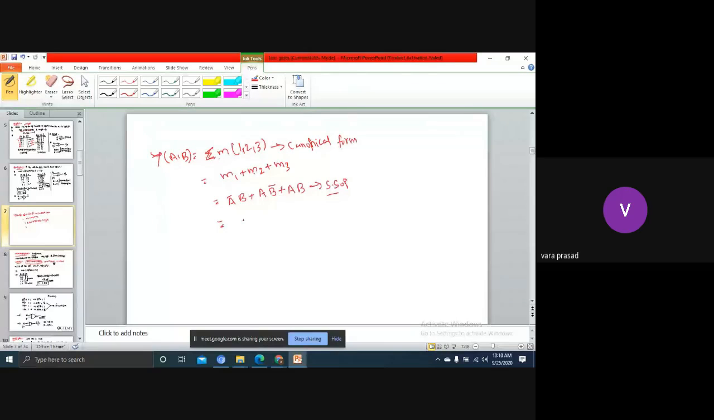How are we going to minimize? See here, from this which one is common? A is common. If you take A common, what do I get? B bar plus B, and B bar plus B is 1. Then I get A bar B plus A. Now by the redundant literal law, A bar is going to get cancelled. Then I get A plus B. This standard SOP, if you minimize it, we got A plus B. Please keep in mind.